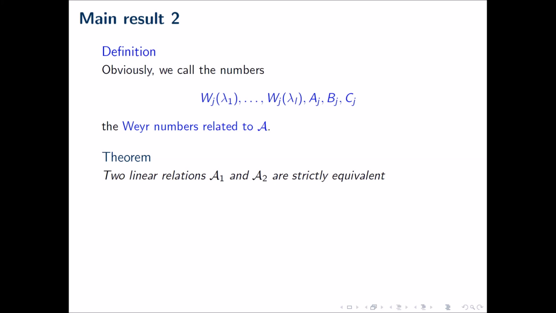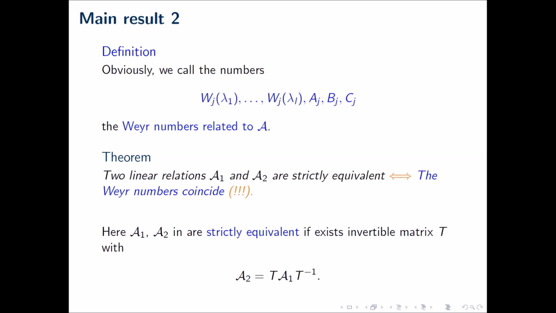And this is first nothing special, but now two subspaces with the same wire numbers are strictly equivalent. What is strictly equivalent? Here. Two linear relations with the same wire numbers are strictly equivalent and vice versa. And what is strictly equivalent? This one. Like what you would expect.